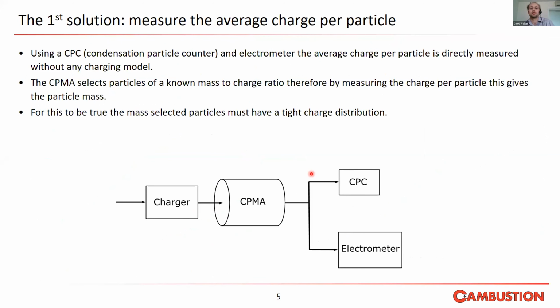The solution to that problem is to just measure the charge per particle. And to do that, we use an aerosol electrometer and a CPC particle counter. The CPC, of course, gives you the number of particles, and the electrometer gives you the number of charges. Dividing one by the other and accounting for the charge of the electron gives you the average charge per particle. This does rely on a tight charge distribution, which we'll see later.